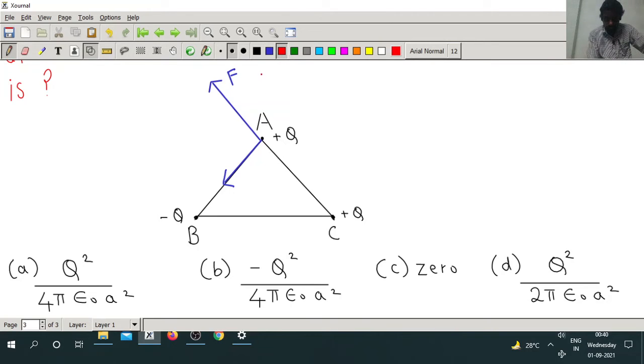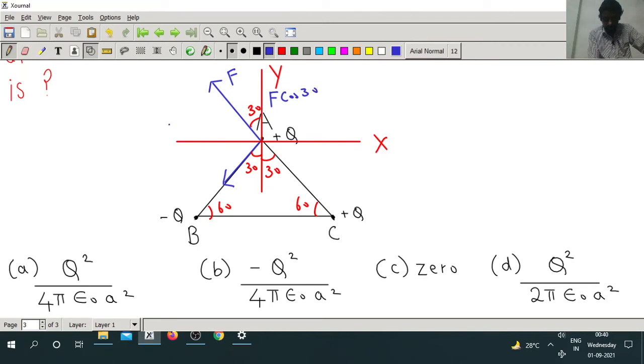Now let us draw the coordinate system. When we draw it, you can see this is the x-axis and this is our y-axis, and this is 30. This will be 30 over here, this will be 30 over here, this is 60 over here, and this is 60 over here. Now you can see this can be called 30. So here you will find that this is f cos 30 and f sin 30.